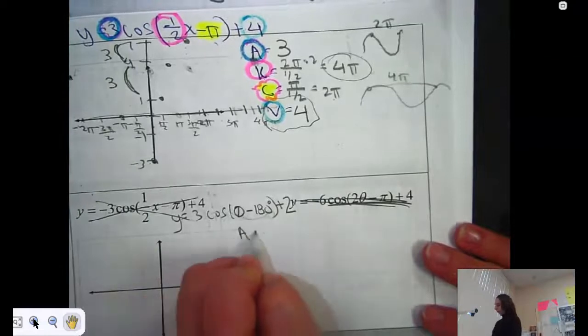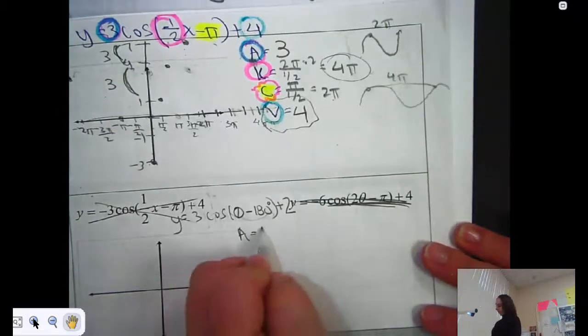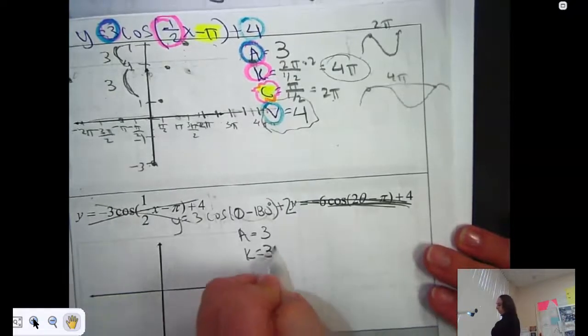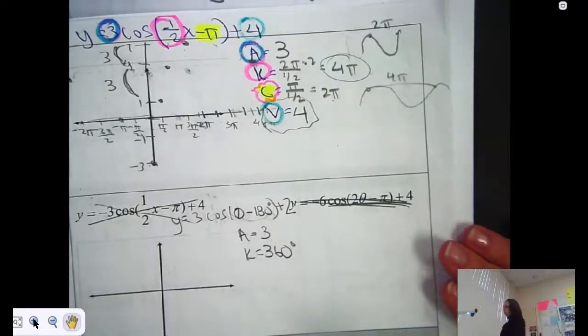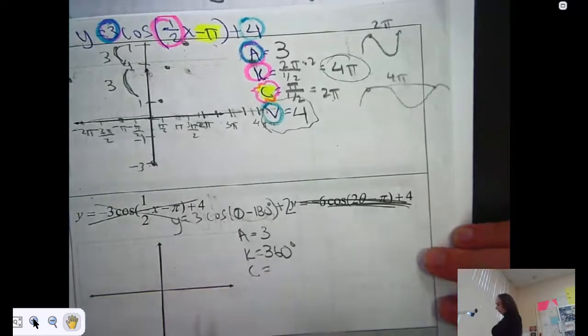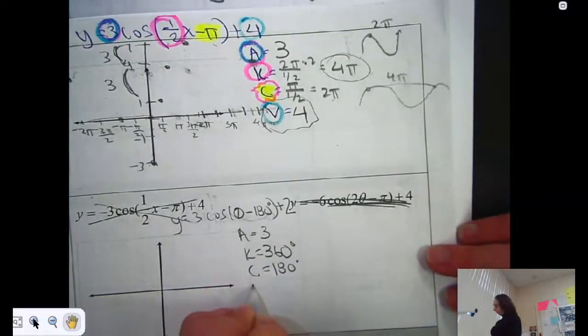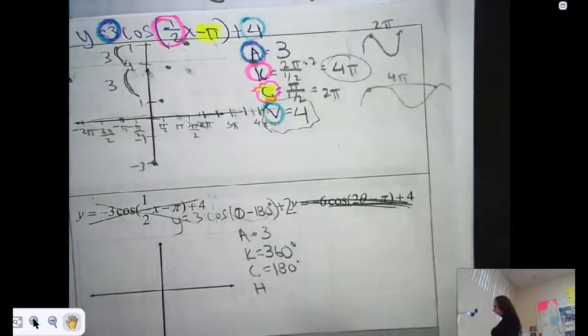So figure out the amplitude. Go. Good. Figure out the period. Good. Go. Figure out the phase shift. Good. And then figure out the vertical height, the vertical shift, and that's 2.